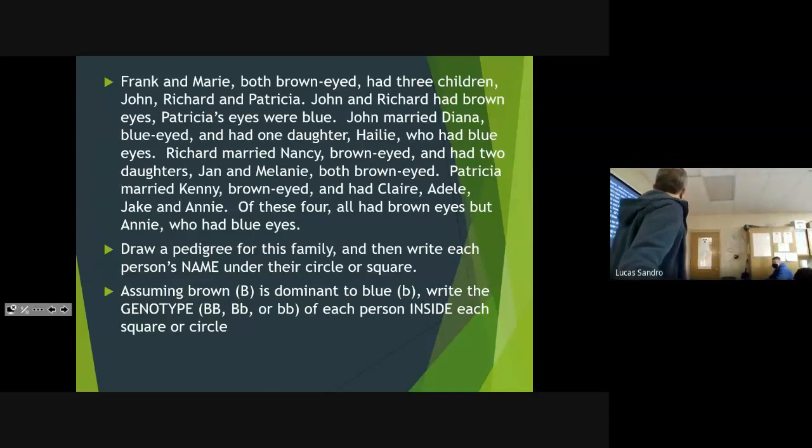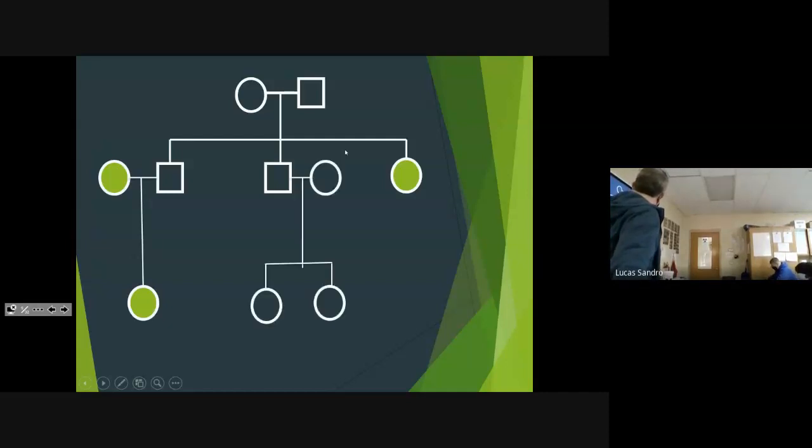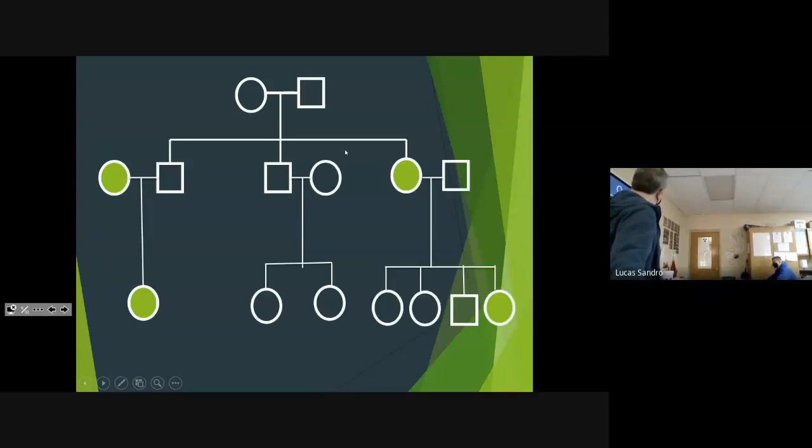So here's what my pedigree looks like. What are the grandparents' names? Frank and Marie, right? Frank and Marie Standard. And then we got John, Dick, this is Uncle John, this is my wife's father, and this is Aunt Pat. Then we have John and Diane and Haley. Dick and Nancy have Jan and Melanie. And then Claire, Adele, Jake, and Annie, twins.